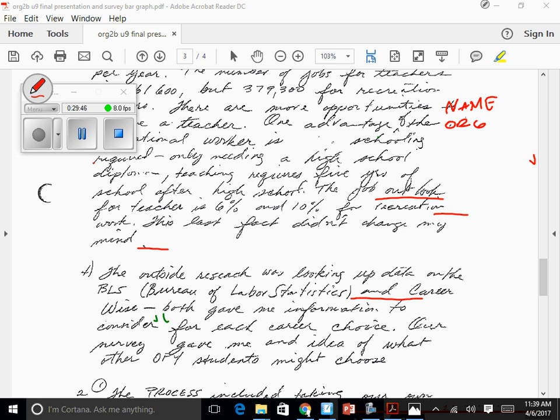For the 4 says the outside. One of the questions that asks you is, hey, what's the outside research that you did to help you make this decision about your career? The outside research was looking up data on BLS, Bureau of Labor Statistics.